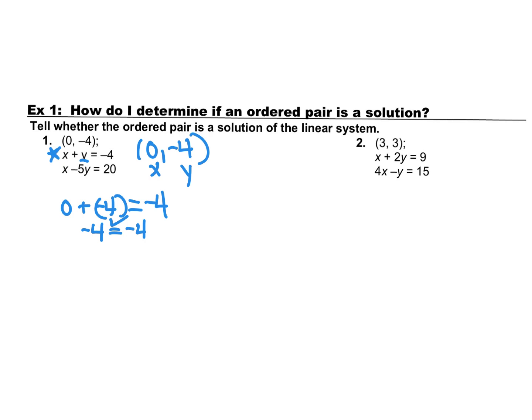Then we have the equation x minus 5y is equal to 20. So I'm going to plug it in again. 0 minus 5 times -4, is that equal to 20? Well, -5 times -4 is equal to 20. So 20 is equal to 20. So we know that this is a solution to the system.